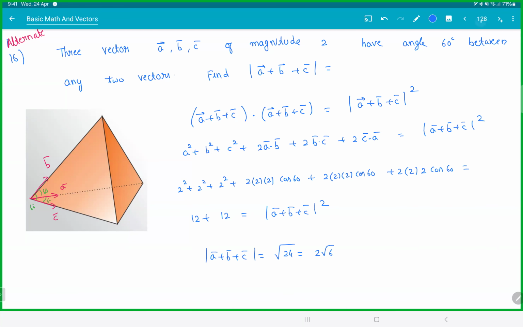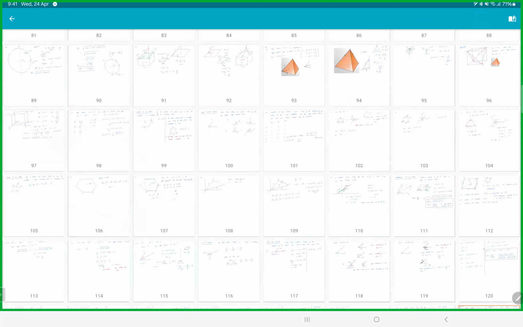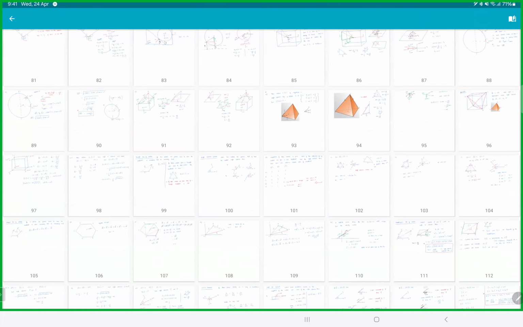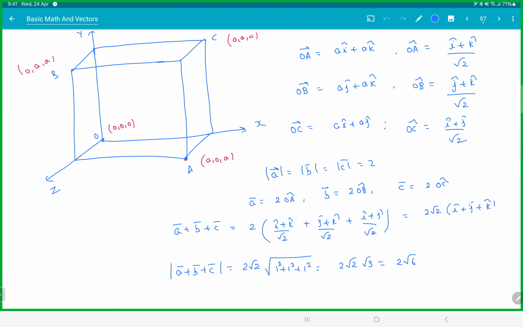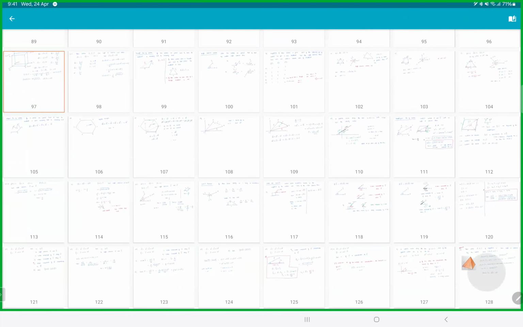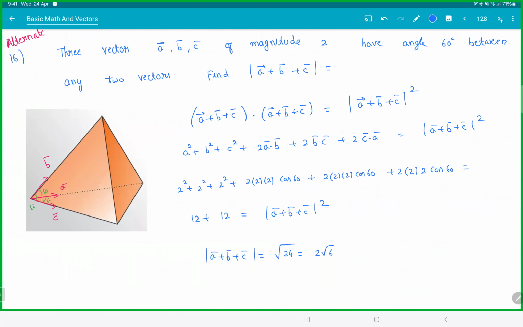Wasn't that the answer? 2 root 6. Saves you a lot of time. No headache of components, nothing. Take the dot product and finish it off. You will get the answer pretty fast. But the thing is, you lose all the information. You don't know actually what is happening, but it saves you a lot of time in the exam.